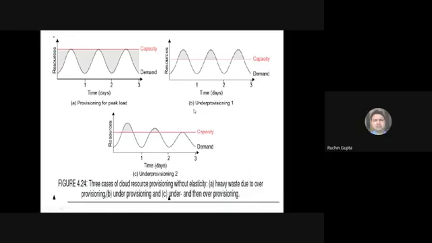Okay, the second, figure B, shows the under provisioning. What is under provisioning? The demand is high and the capacity is low. So you see that the number of resources is low compared to the demand. That's why the amount of resources available from the cloud is not able to satisfy the demand of the different consumers as time goes on.